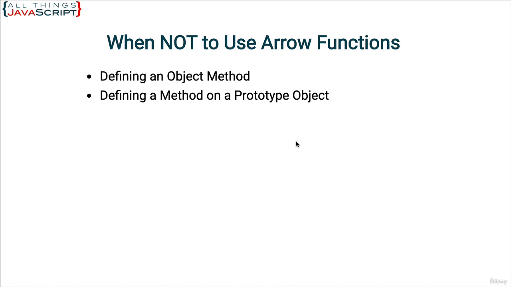All right, third area where we should not use arrow function, and that's a function with dynamic context. Now, what do we mean by that? Well, the best way to explain that is with an example.